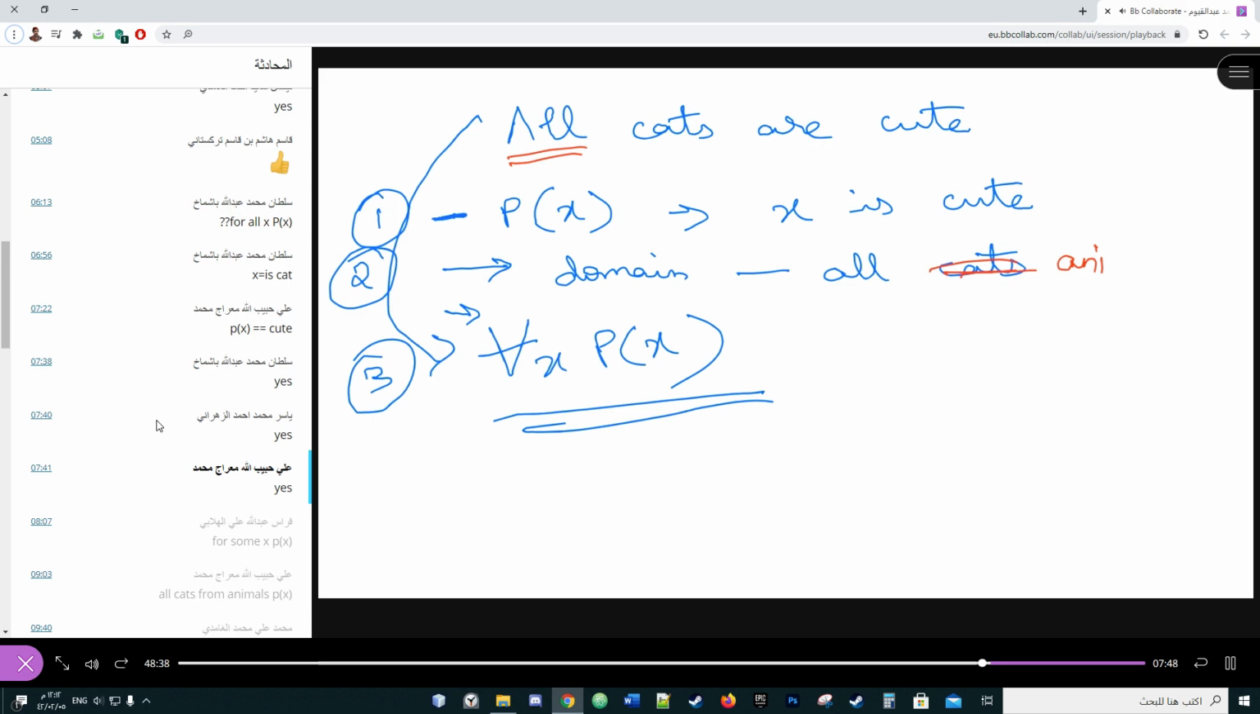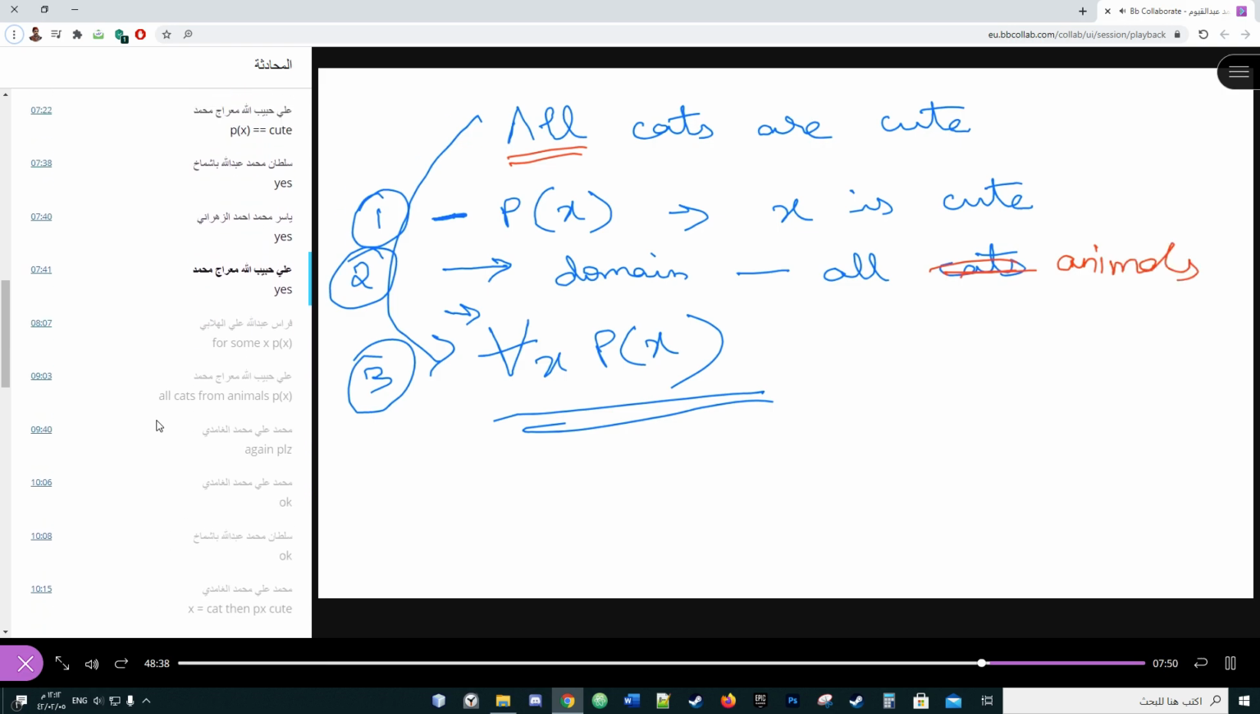Now how do I write this? Okay, so I've changed the domain. Again, P(x) is cute, but I've changed the domain to all animals. Now how do I translate the statement "all cats are cute"? All cats are cute. How do I translate this?